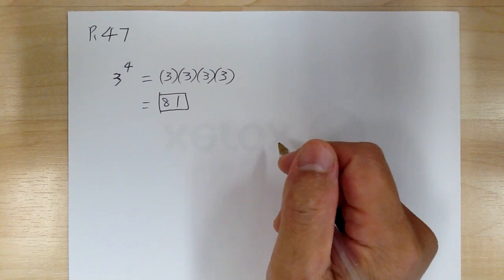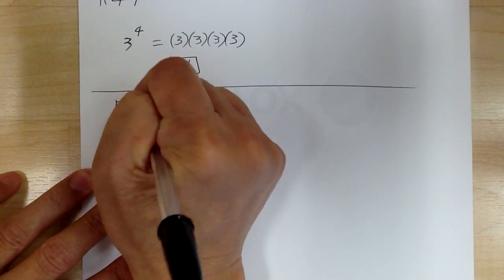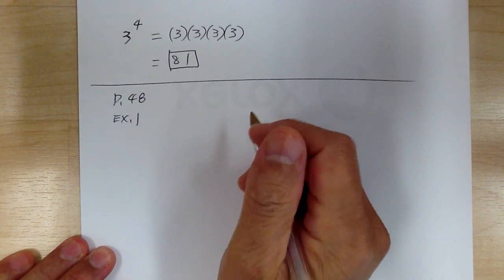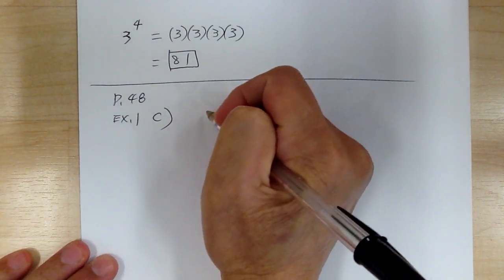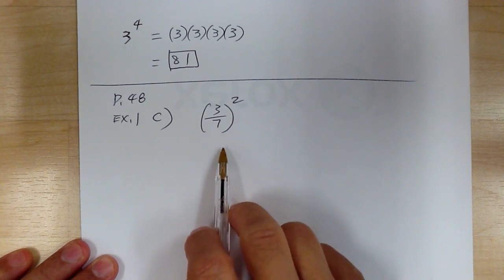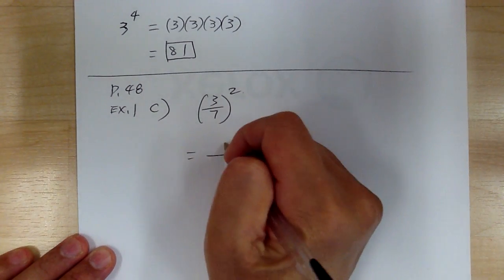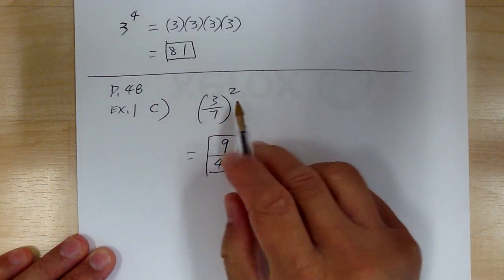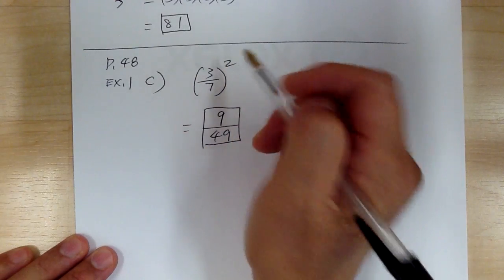Okay? Now, let's go to example 1 on page 48. On example 1, let's just do the C. So example 1C, you have a fraction: 3 over 7, squared. The square means it's for everything inside. So when you have a fraction, you just do each part individually. So 3 squared on the top would be 9. On the bottom, 7 squared would be 49. And that's it.